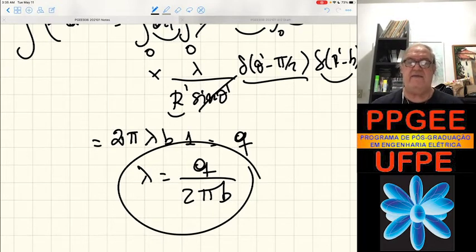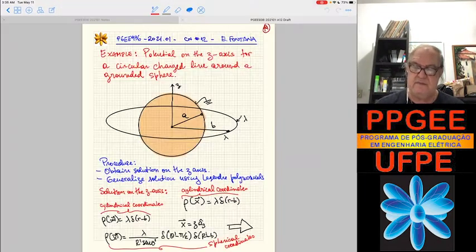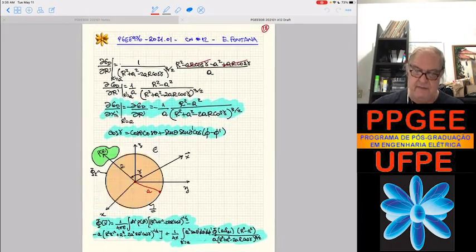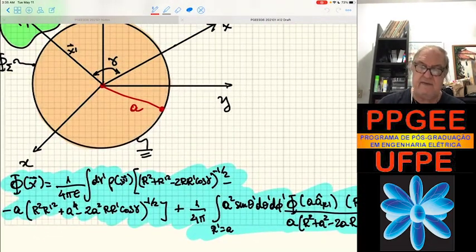Then if we apply the expression, which is right here, right? We're going to use that density right here.